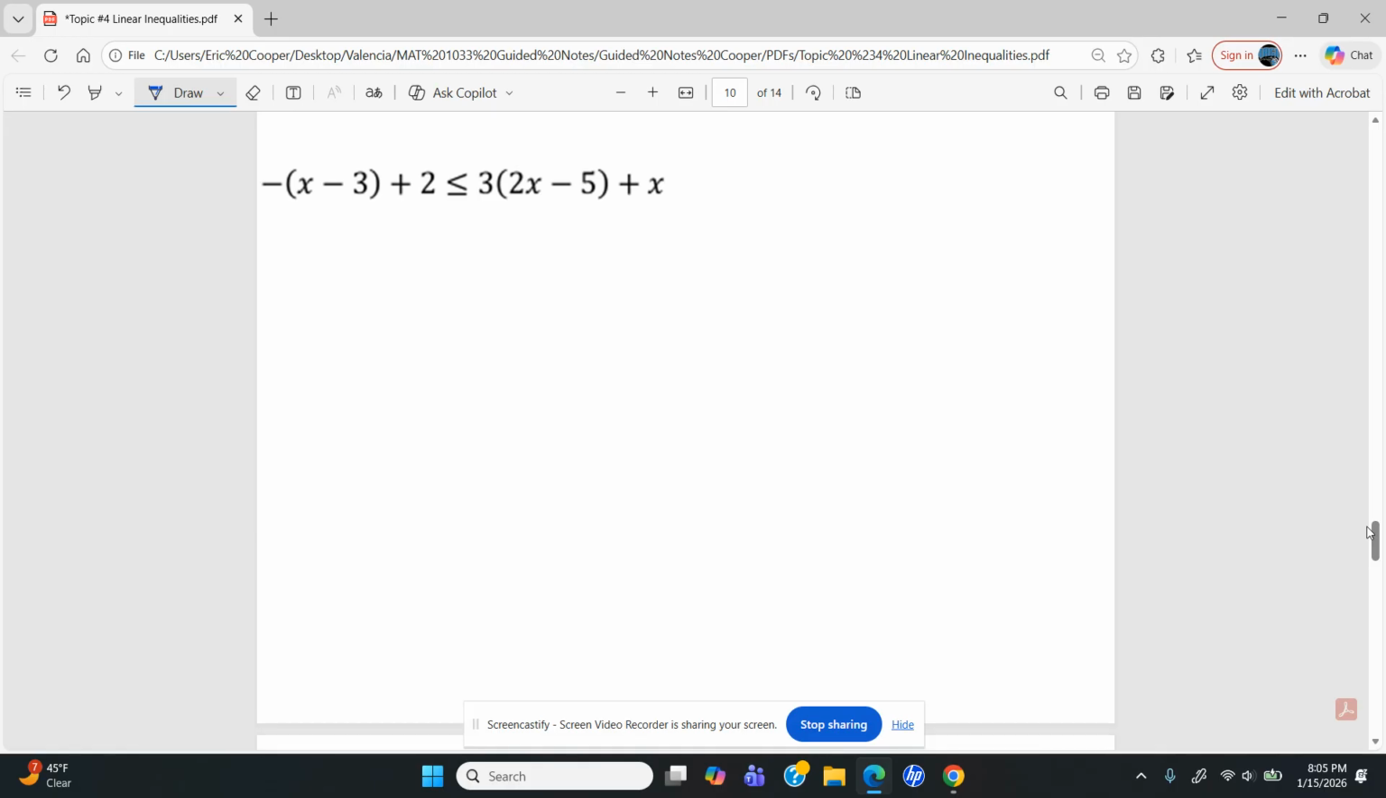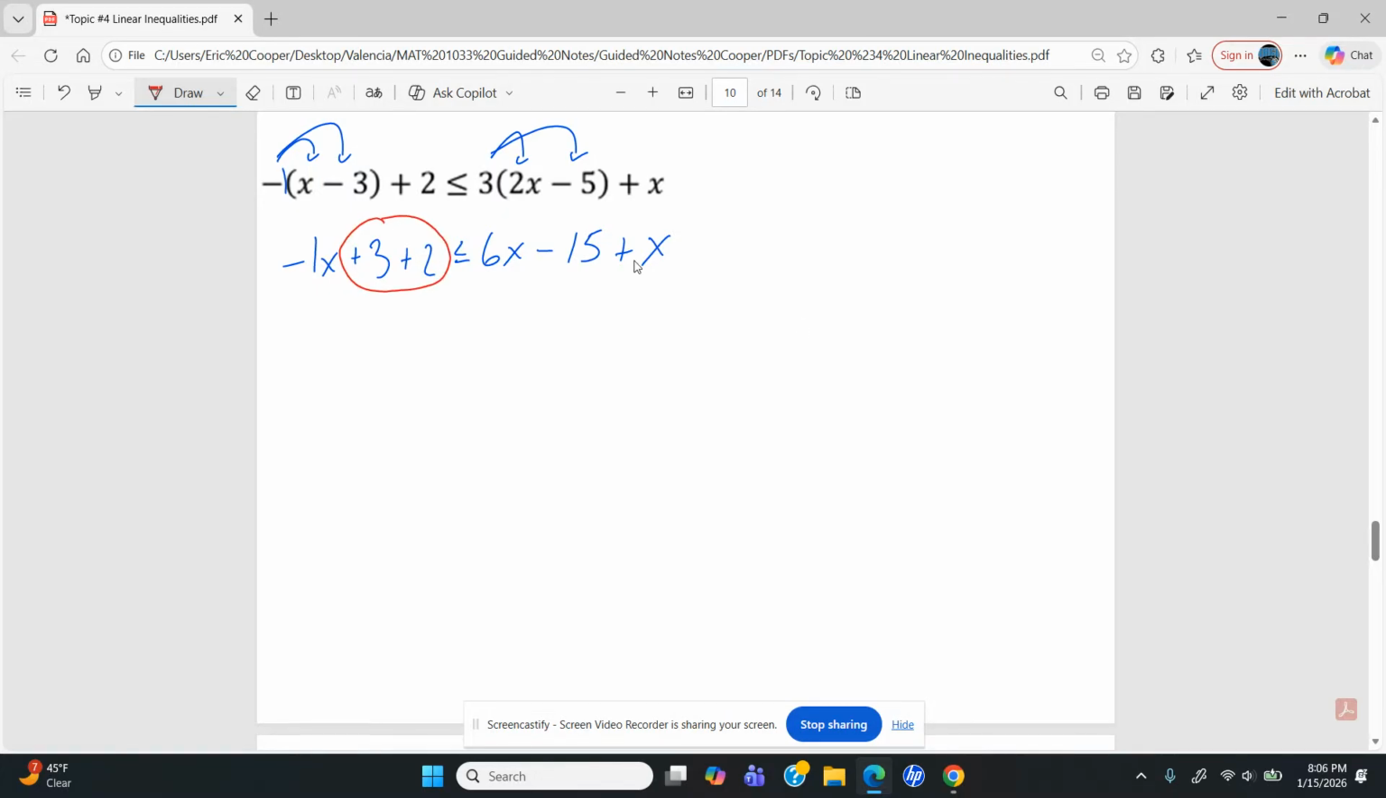Let's work the problem again with this one. Here I'm going to distribute the negative, and here I'm going to distribute the 3. Remember, there's no number in front. We pretend like it is a negative 1. Negative 1 times x is negative 1x. Negative 1 times negative 3 is positive 3. Plus 2 is less than or equal to 3 times 2x is 6x. 3 times negative 5 is negative 15. Plus x.